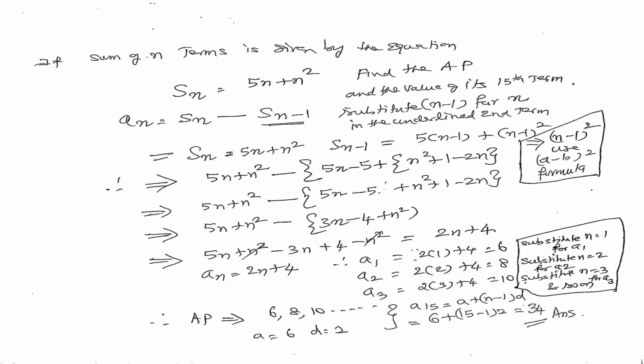A1 is equal to substitute 1 in n, therefore 2 into 1 plus 4 is equal to 6. That is, first term is 6. A2 will be 8. A3 will be 10 as explained in the slide. Therefore, the arithmetic progression is 6, 8, 10 and so on. A is equal to 6 first term, D is common difference. Therefore, the 15th term, A15 is equal to A plus n minus 1 into D, that is 6 plus 15 minus 1 into 2, that is 34.